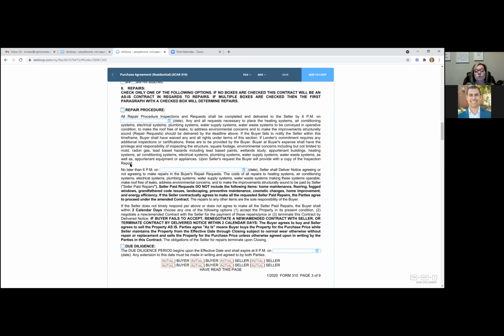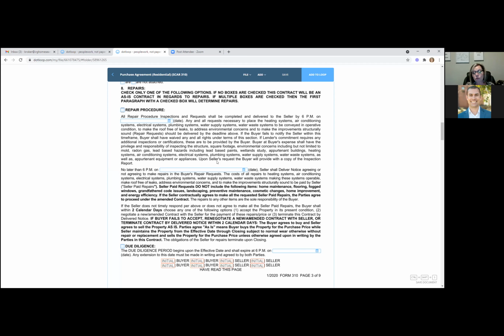So your buyers can have any of these reports done. That's in addition to the home inspection. They can have a radon inspection. They could have a septic inspection. They can have any of these inspections, but they have to do that during their inspection period. Upon seller's request, buyer will provide a copy of the inspection report.